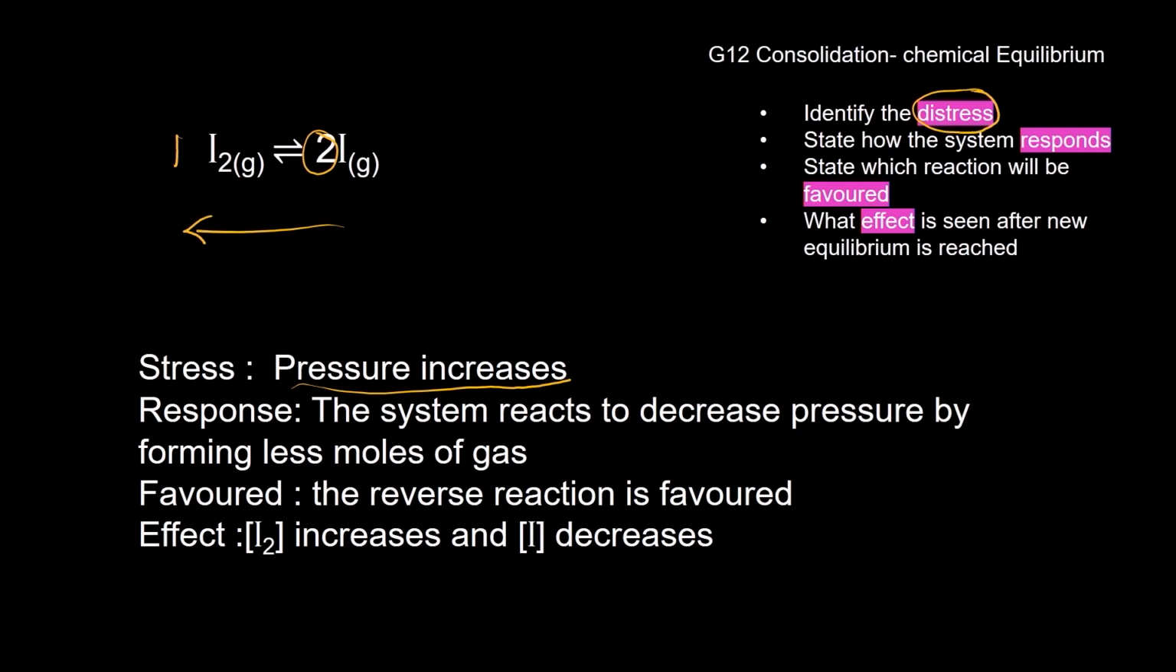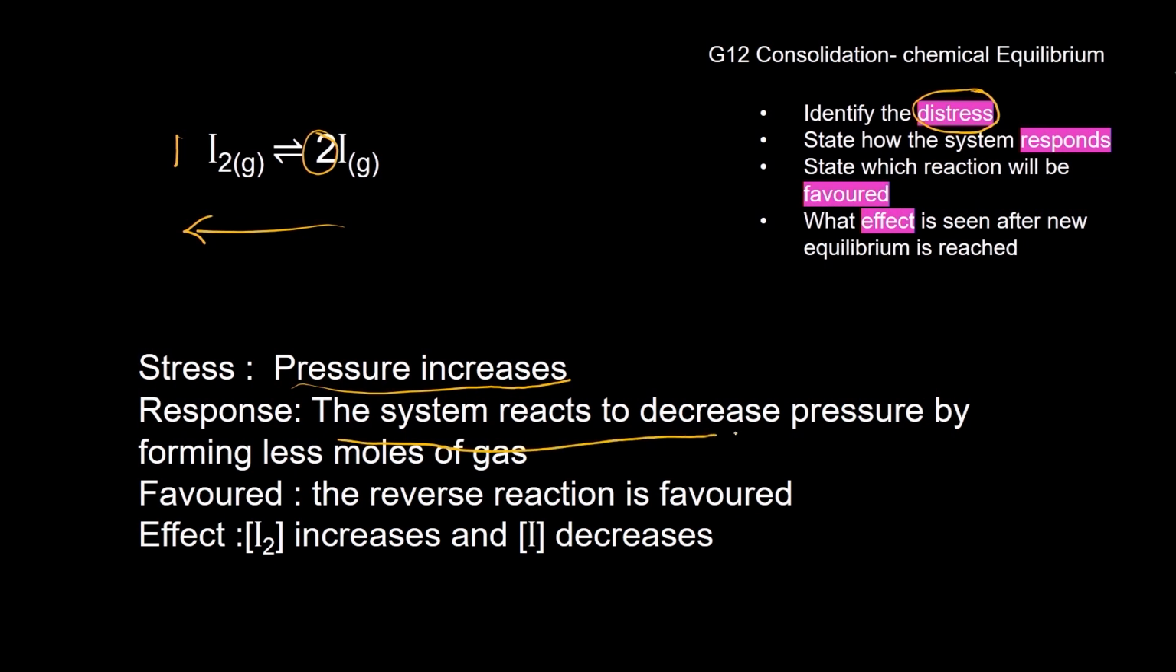What is the response? Well, obviously the equilibrium is going to shift so that it can decrease that pressure. And how is it going to do that? It's going to do that by reducing the number of moles of gas. So we write there, the system reacts to decrease the pressure by forming less moles of gas. There we go, it's forming less moles of gas. You can write decrease if you want to too. So which reaction is favored? So we're on to this one here. There, which one is favored? It is going to be the reverse reaction. The reverse reaction is favored.